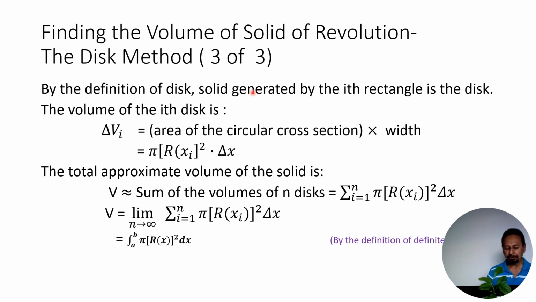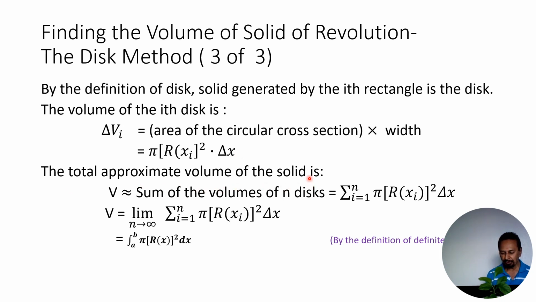Now, by the definition of the disk, the solid generated by the ith rectangle is a disk. The volume of the ith disk is the area of the circular cross section times the width. As you notice, the radius of the disk is r, and the width of the disk is delta x. So it's pi r squared times delta x.